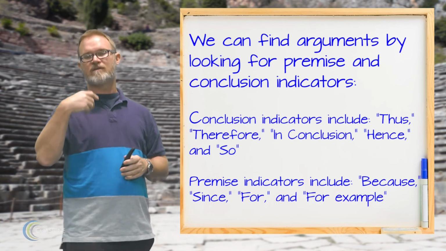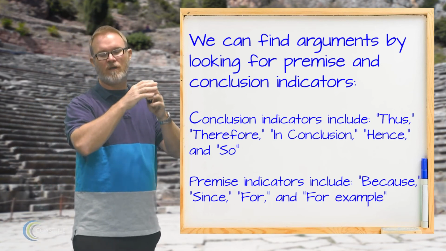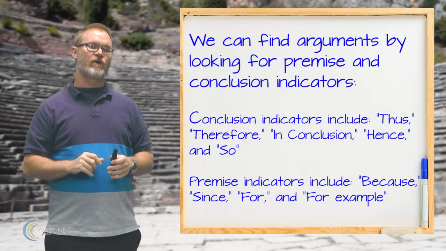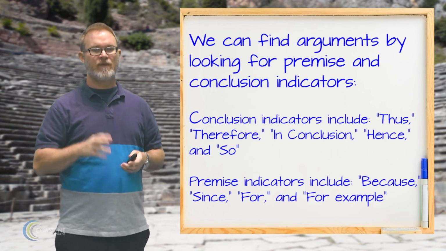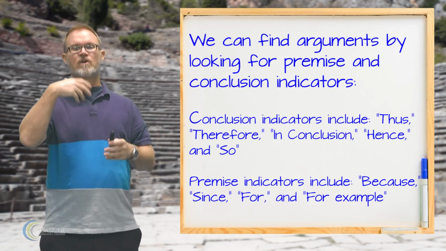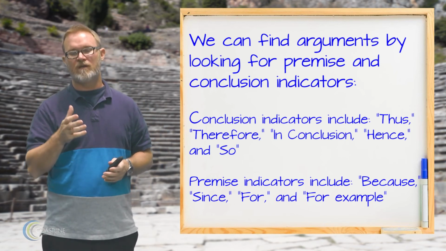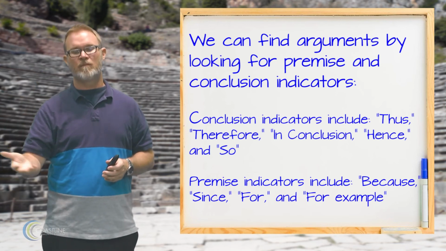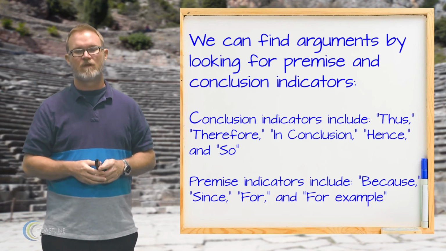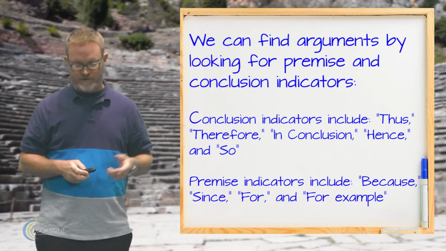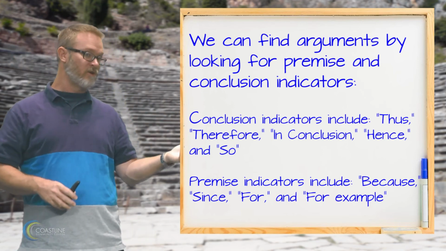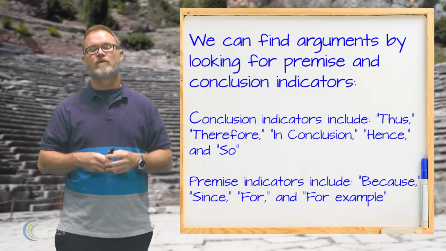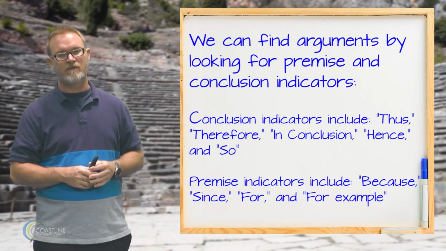So for example, if I said, therefore McDonald's is great, that therefore is a conclusion indicator phrase. The idea is that it hints to us that the conclusion of an argument is coming. Some of the other conclusion indicators that you might see are in conclusion, or therefore, or thus, or hence.